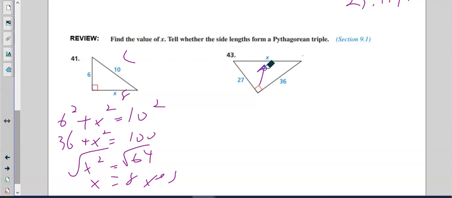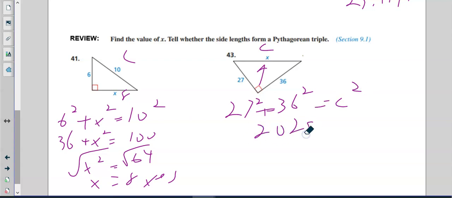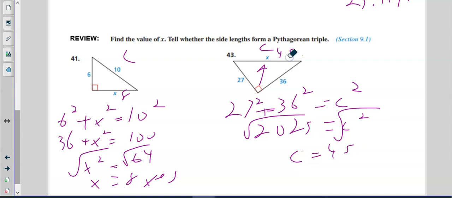Now this one, our hypotenuse is here. So that's 27 squared plus 36 squared equals c squared. So that ends up being 2025. Whoops, not squared. That'd be huge. Equals c squared. Square root both sides. And we get c is 45. So that is also a yes. That's it.